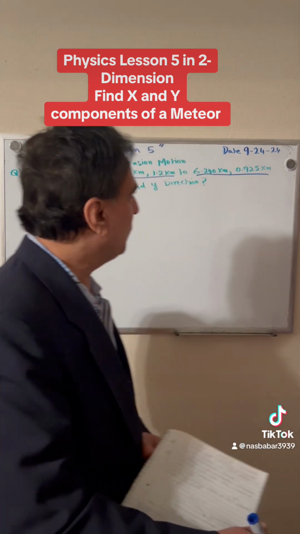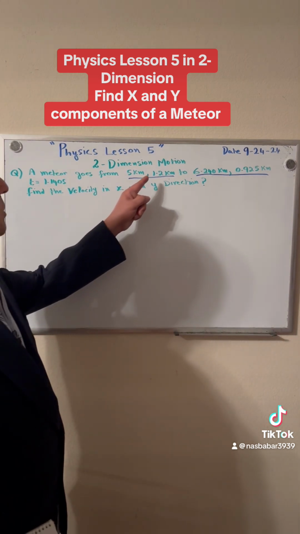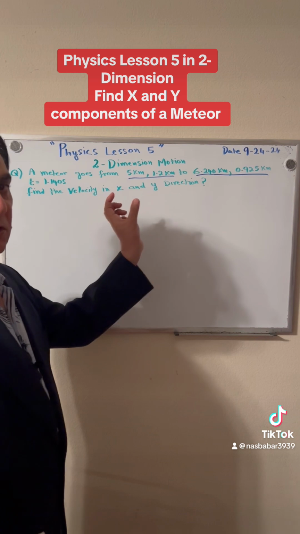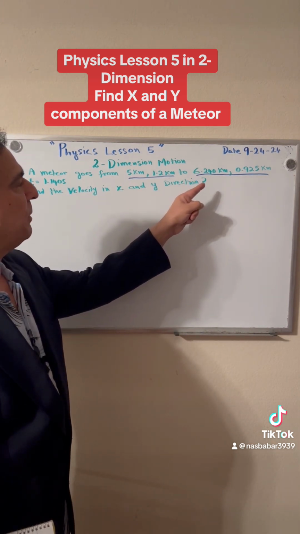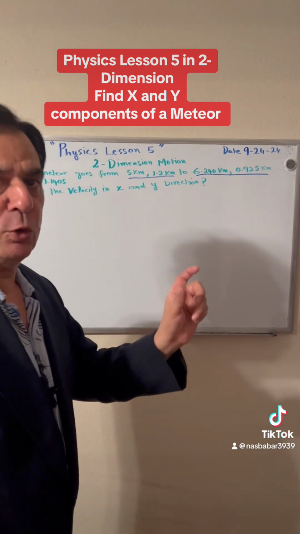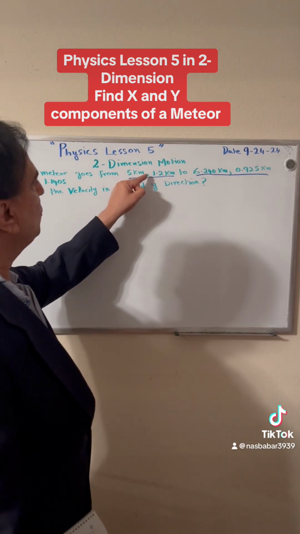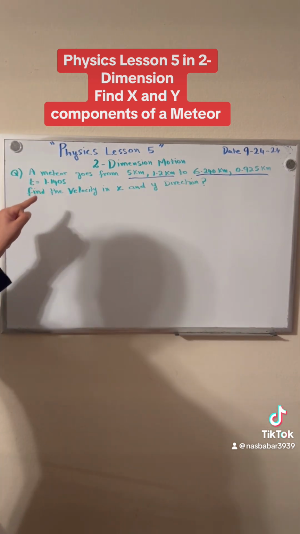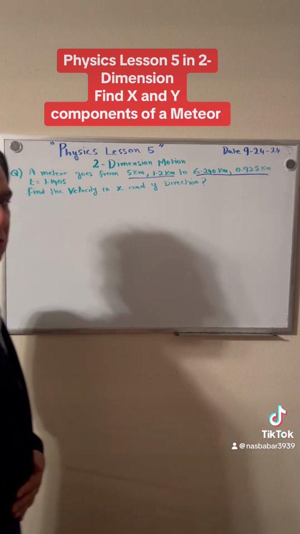I do have a problem on the board where it says a meteor goes from 5 kilometers, 1.2 kilometers, these are the initial coordinates, to 6.240 kilometers and 0.925 kilometers. These are the final coordinates. And the time it takes for the meteor to go from these coordinates to these coordinates is 1.140 seconds. What they're saying is to find the velocity in x and y direction.